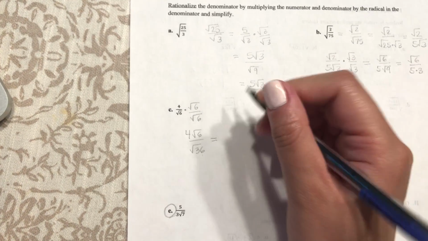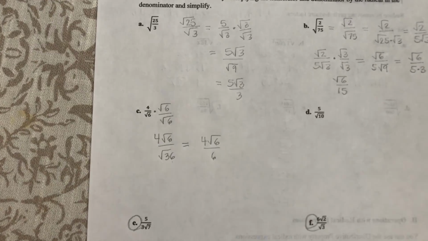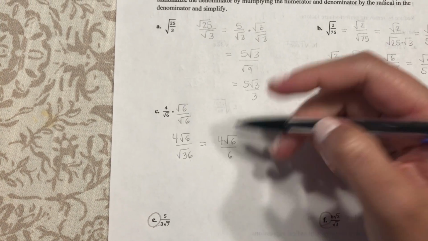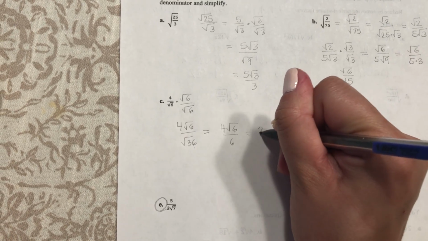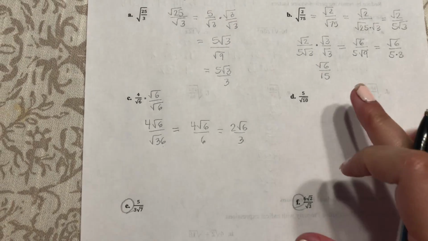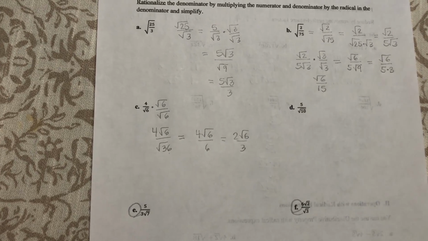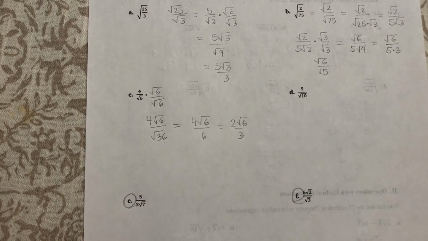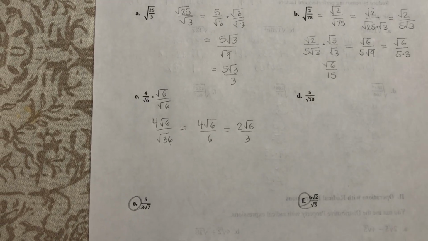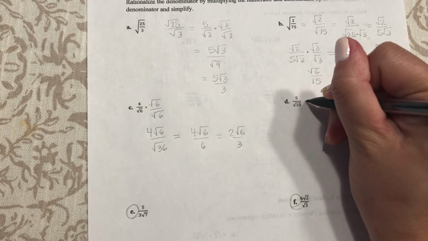Root 36 is the same as 6. And I just need you to simplify more because now you have 4/6, which is the same as 2/3. Always reduce your fractions. We're going to do one more, and then you're going to do these two on your own. So root 10. 10 can't be split apart into two perfect squares because the only factors are 2, 5, 1, and 10. So I'm just going to rationalize.